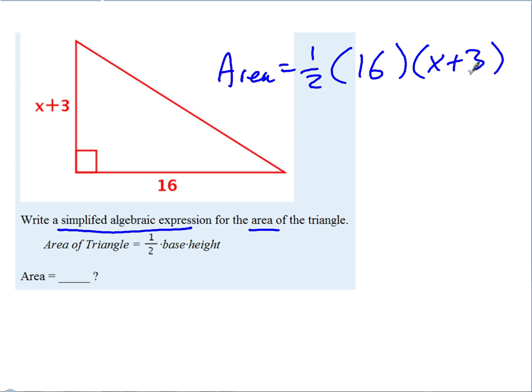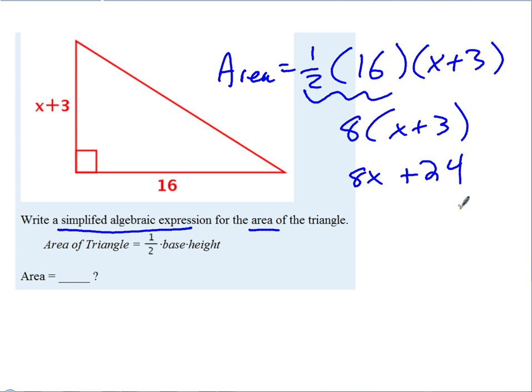Now, if I just simplify this from left to right, what do I get first? 1/2 times 16 is 8, good. Times x plus 3, and then how do I multiply that? Distribute, sure. So I'm going to get 8x plus 24, right? And that's our answer.